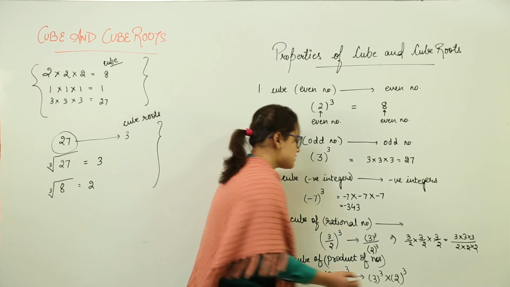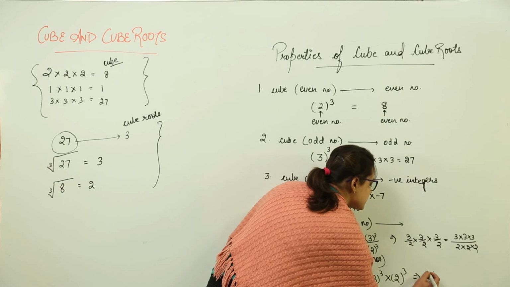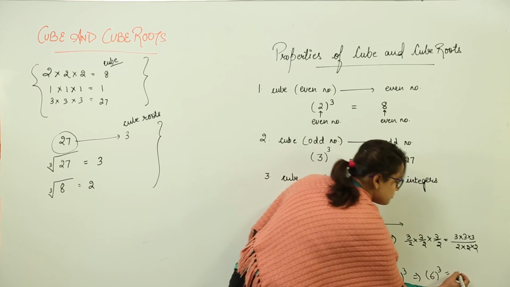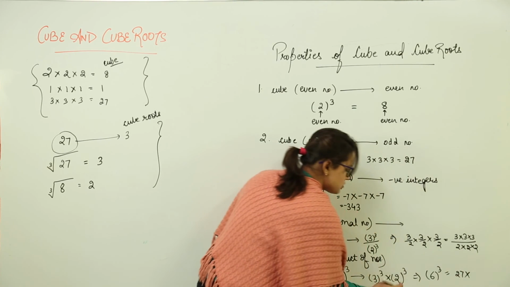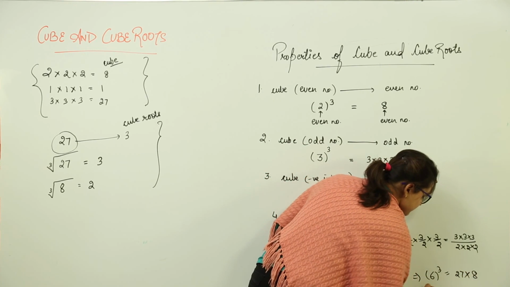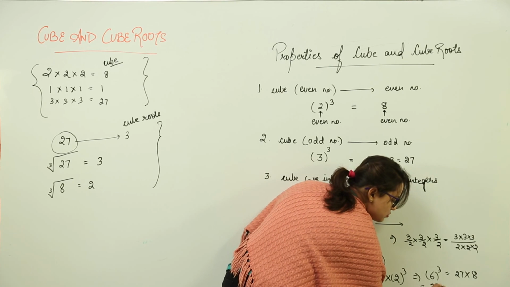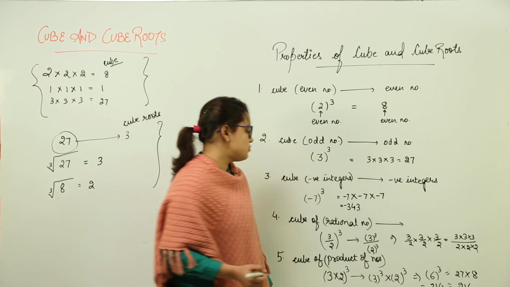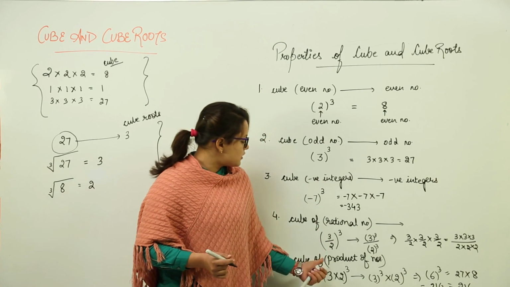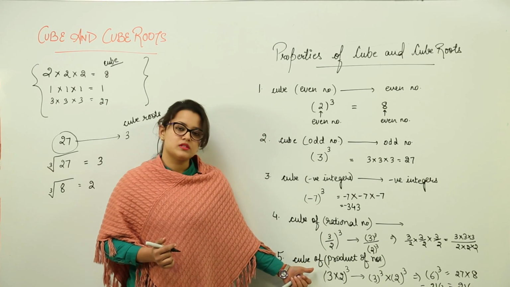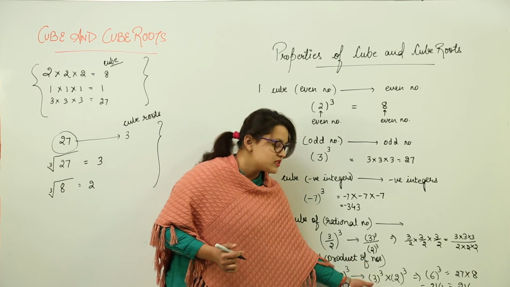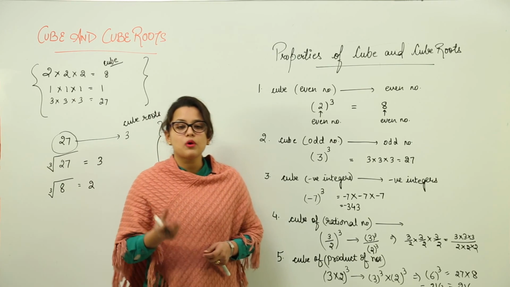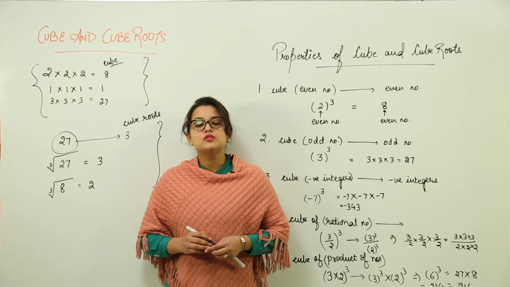You can check your answer. 3 twos is 6. Let us solve. 6 cube is equal to, what is 3 cube? 3 cube is 27. And what is 2 cube? 2 cube is 8. Now 6 cube is equal to 216, and if you multiply 27 by 8 you will know that this is also equal to 216. That means the cube of the product of two numbers will be done as the cube of the first number multiplied with the cube of the second number. So these were some of the properties that you can use for your solving purposes.